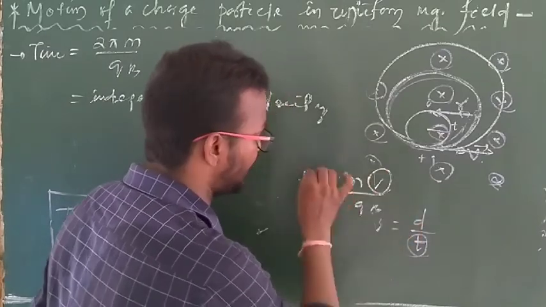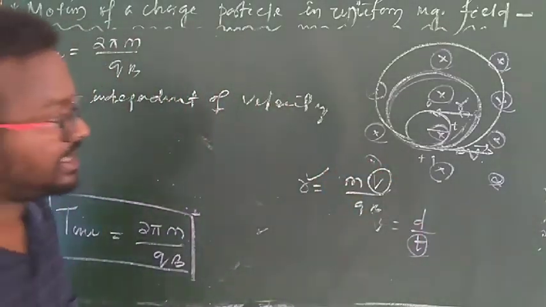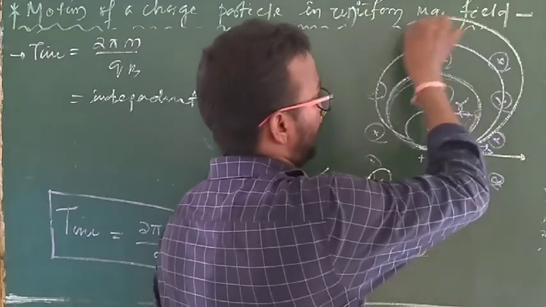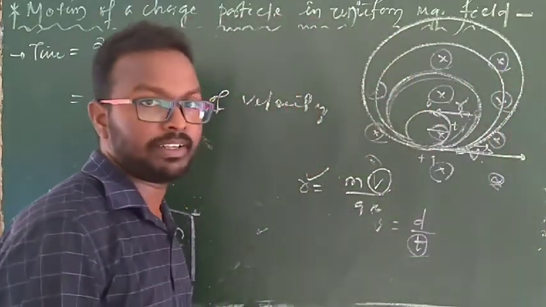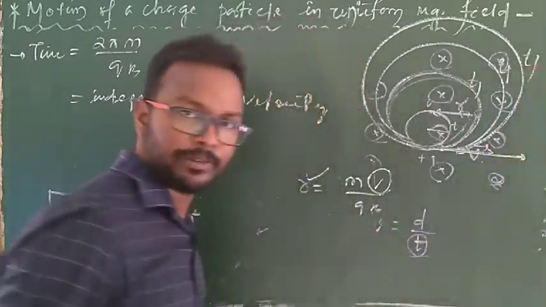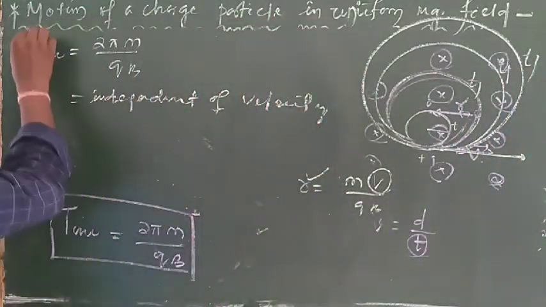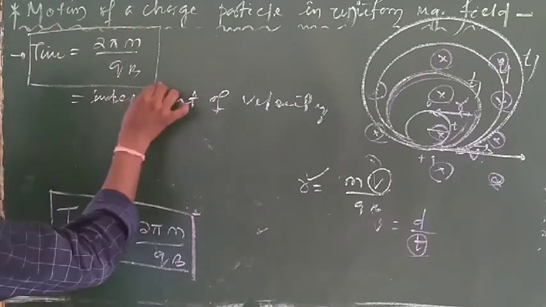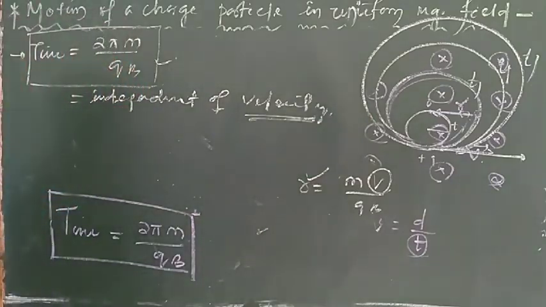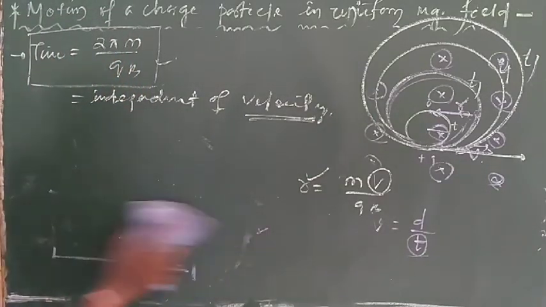If velocity increases, then the radius of the circle increases. If we again increase the initial velocity, then the particle will make a larger circular path, which takes the same time t1. Clear? So this time is independent of the velocity of the charged particle. Clear? Okay.